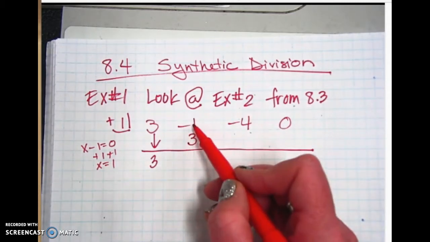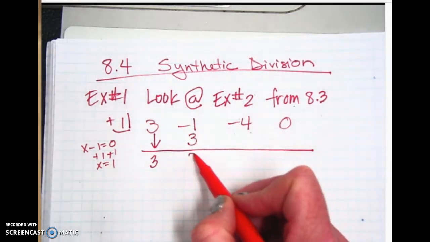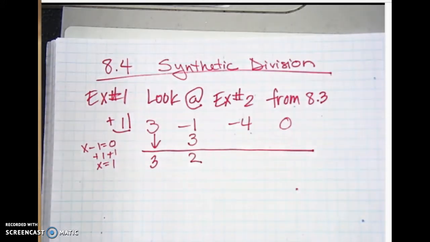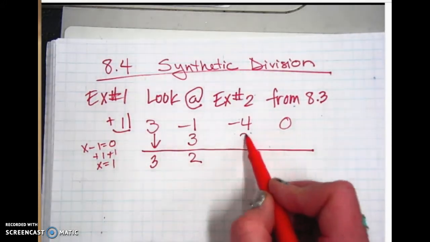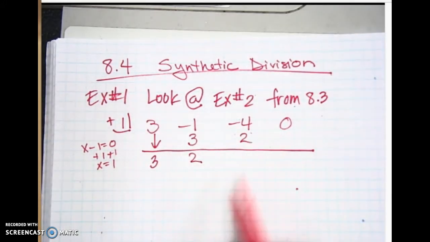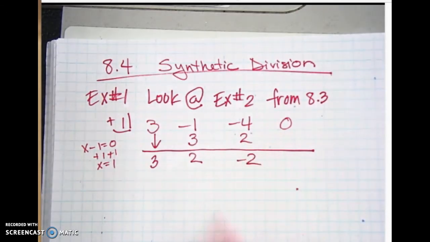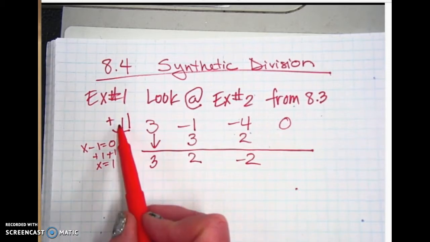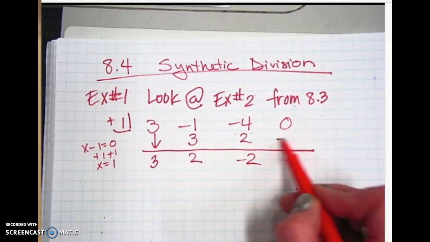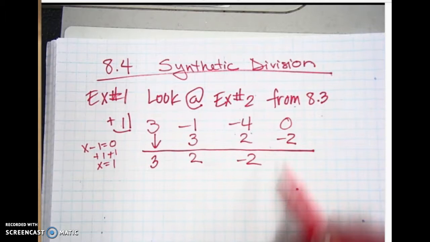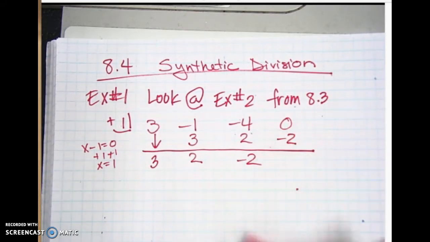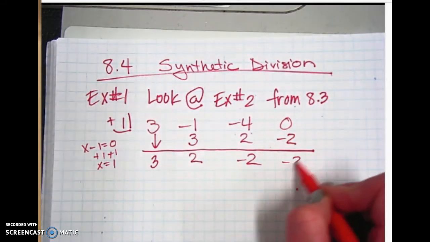Then you're going to combine the -1 and the 3 to get 2. Then you're going to multiply the 1 times the 2, which is 2. Then you're going to combine the -4 and 2, which is -2. Then you're going to multiply 1 times -2, which is -2. Then you're going to combine the 0 and the -2, which is -2.